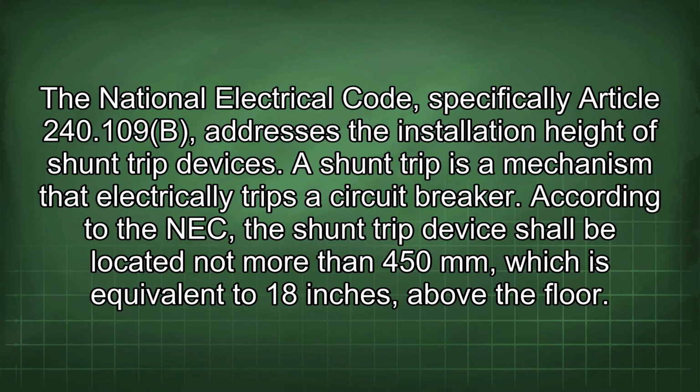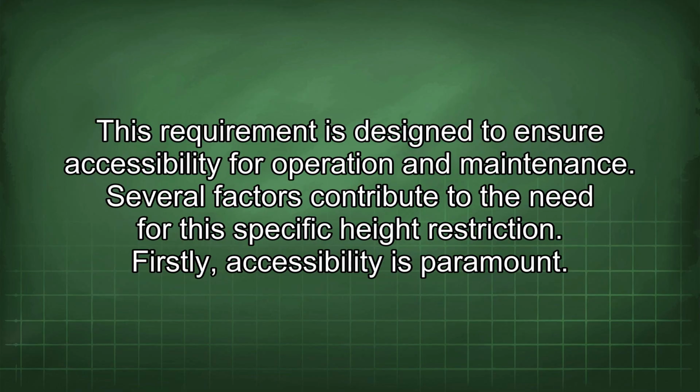National Electrical Code, specifically Article 240.109b, addresses the installation height of shunt trip devices. A shunt trip is a mechanism that electrically trips a circuit breaker. According to the NEC, the shunt trip device shall be located not more than 450 mm, which is equivalent to 18 inches above the floor. This requirement is designed to ensure accessibility for operation and maintenance.